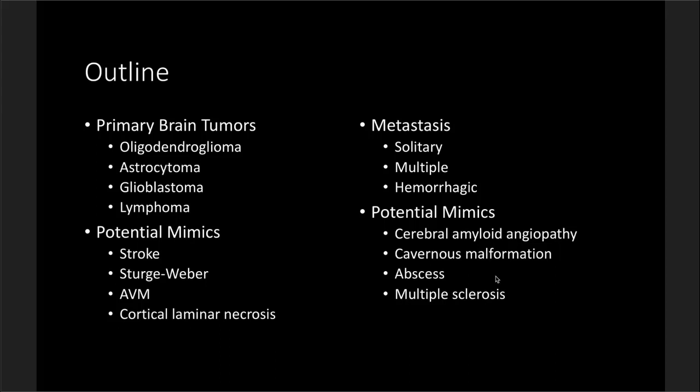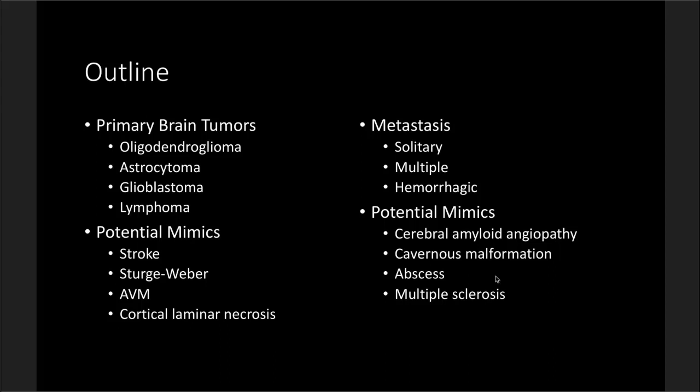So an outline of the talk, I'm going to talk about a few of the more common primary brain tumors. So oligodendroglioma, astrocytoma, and glioblastoma, as well as lymphoma, and then a few things that can mimic those tumors. And then I'm going to talk about the imaging appearance of metastasis and some things that can mimic metastasis.